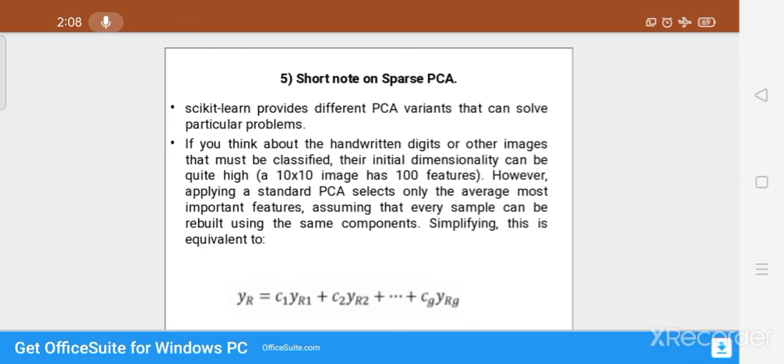If we have to classify handwritten digits and images whose dimension is already high, then we are using the standard PCA to select the important features, where we assume every sample can be rebuilt using the same components. What is the same component? The principal components that we find to reduce the dimensionality. From those, the average most important components are selected, and we rebuild the other components based on them. That simplification is equivalent to this formula.